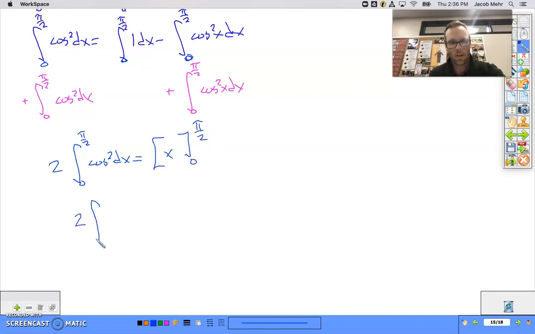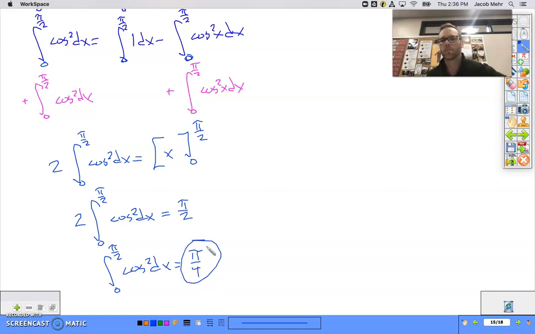So we have 2 times the integral from 0 to pi over 2 of cosine squared of x dx equals, do my substitution, that's pi over 2 minus 0, which is just pi over 2. Divide each side by 2. The definite integral from 0 to pi over 2 of the cosine squared of x dx equals pi over 4. Very good.